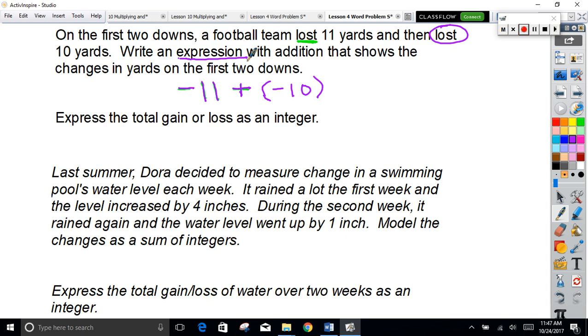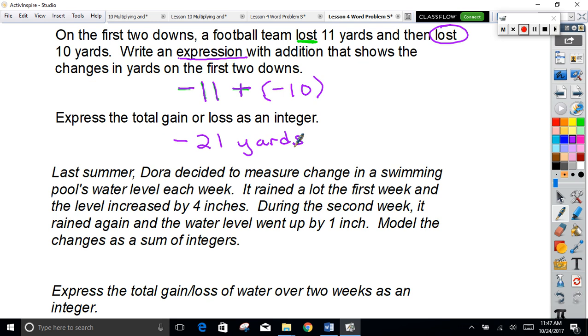Now it will ask you to express the total gain or loss as an integer. So now is where you put your answer. Jack, what would the answer be for negative 11 plus negative 10? Good. Negative 21 yards. And we do need to put labels in Get More Math. So you will need to write whatever it is: yards, points, dollars. If you don't, it will say that you have an invalid answer.